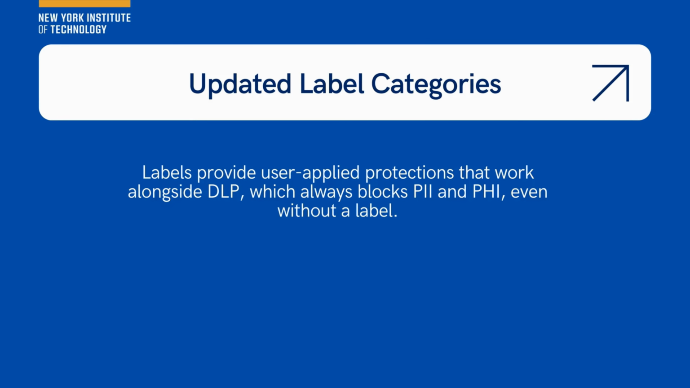Now let's review how the sensitivity labels behave under the latest update. I'll describe each label and what happens when you apply it. And remember, DLP remains in effect at all times and will block PII and PHI regardless of labels. Sensitivity labels are protections that you choose to apply that work together with DLP.